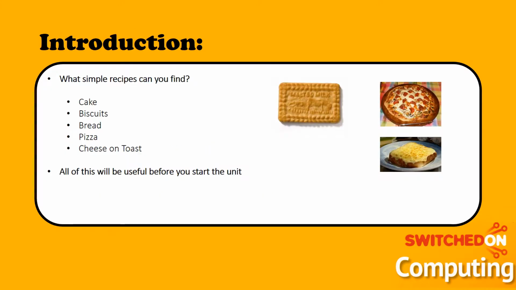So before you start this, you might want to think about what's accessible to you, what's available, what can you get hold of? Can you get hold of cake? Can you get hold of biscuit recipes? What about pizza? So things that are easy for your students to complete, because you don't want to make it too difficult for them. Maybe even sandwiches, and maybe getting some of the ingredients beforehand before you start this unit of work.